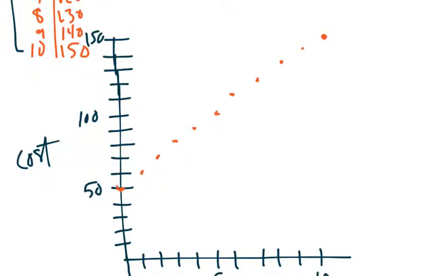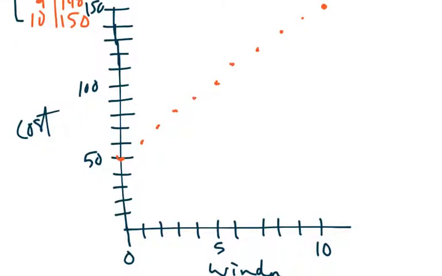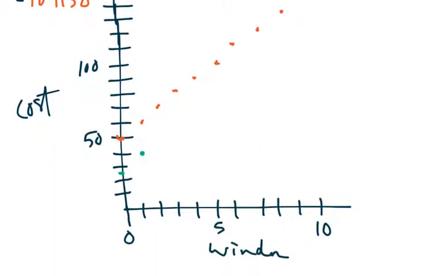Now, I could draw a line here if I really wanted to, but honestly, are they going to wash half a window? No, so the dots really would be the better way to do it. So now we start with painless. We start at 25, so we're going to have to go in between there. And then it was 40, and then 2 windows was what? 55, and then 70. So 55, and 70, and 85.